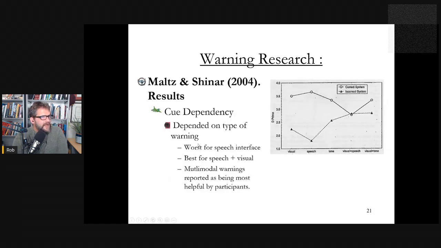Okay. Cue dependency, whether people were reacting even when the warning was unreliable, was worse with the speech interface. It was best when you combine them. And this is going to be a common theme that you find in warning research. The best warnings are really ones that combine different sensory modalities instead of relying on just one. Okay. So that's what they found.